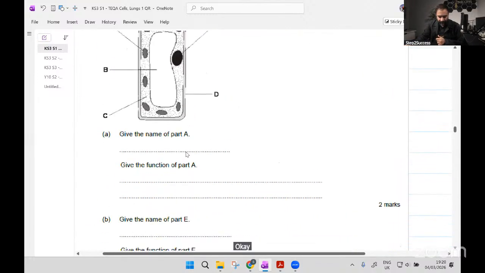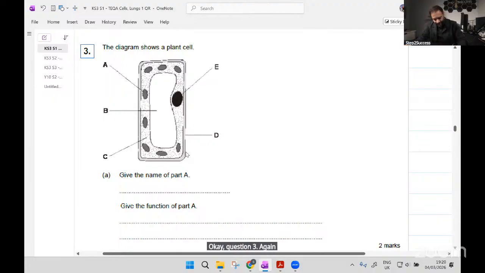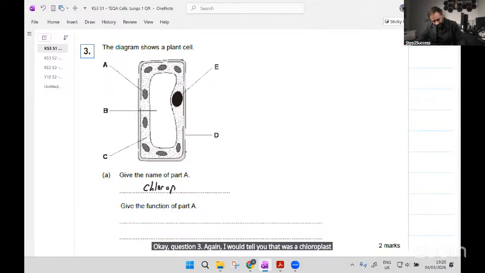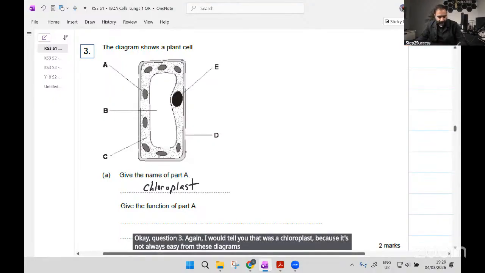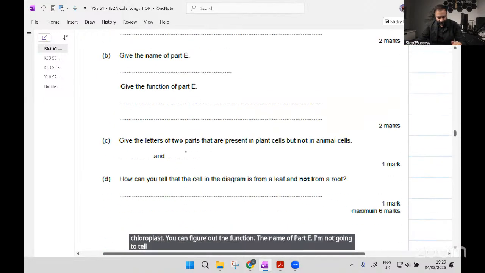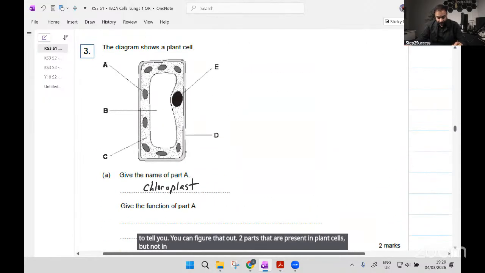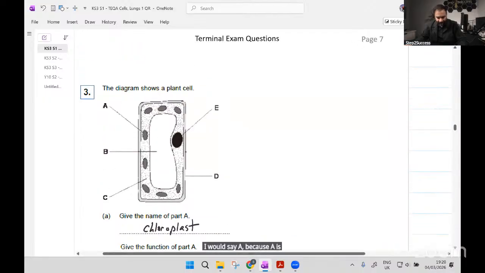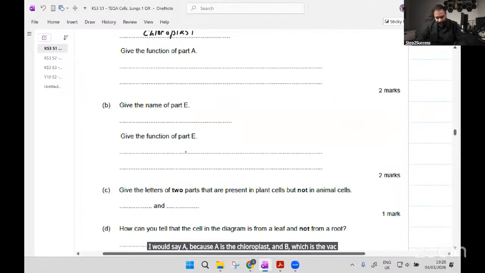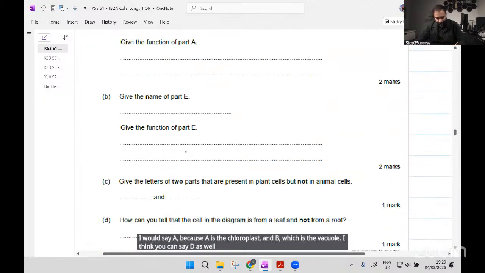Okay, question three. Again, I'll just tell you that is a chloroplast, because it's not always easy from these diagrams, because they're black and white. That is a chloroplast. You can figure out the function. The name of part E, I'm not going to tell you. You can figure that out. Two parts are present in plant cells, but not in animal cells. I would say A, because A is the chloroplast, and B, which is the vacuole. I think you can say D as well, because it looks like it's pointing at the cell wall.